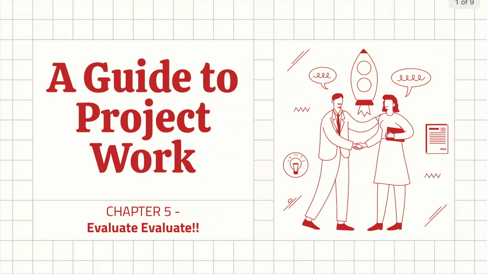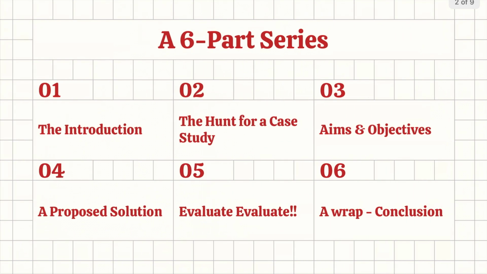In this next part, we're going to be looking at Chapter 5 of your Guide to Project Work. It's going to be titled Evaluate, but in essence, it's just an evaluation chapter. Alright, so when it comes to your project work, your written report, please don't write evaluate. Please go and write evaluation or an evaluation of this project.